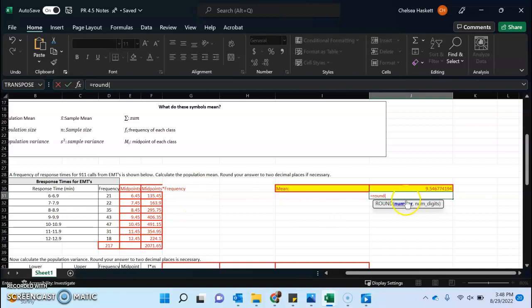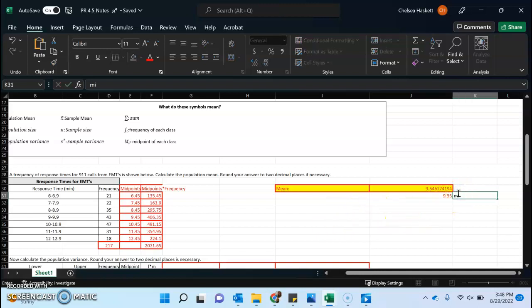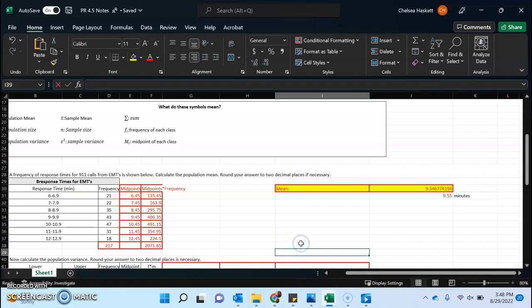So round to 2 decimal places. So 9.55 would be the mean, 9.55 minutes. All right, let's go to the next one and let's step through it.